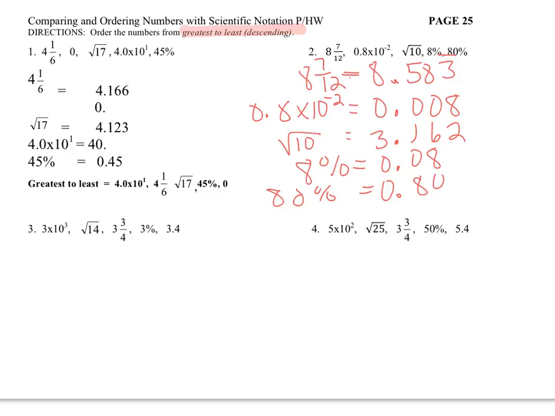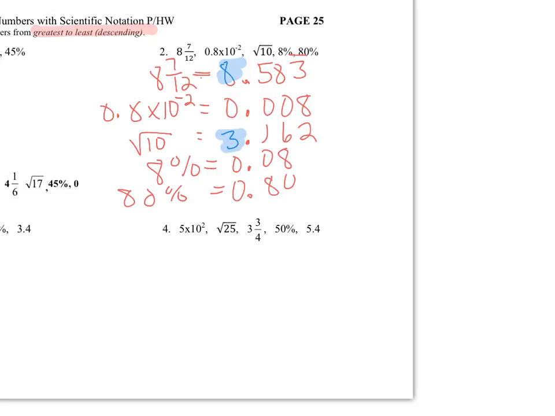Okay, so if I want the largest number, then I'm going to be looking at my whole numbers first. So I'm seeing that I can compare 8 and 3. So the larger of the two is 8. So the largest number I have is 8 7/12. And then my next number is going to be the square root of 10.